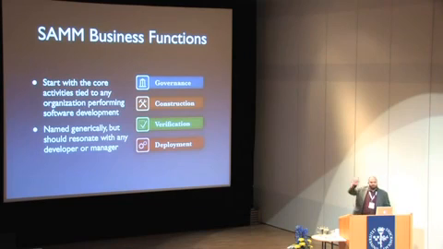The top-level structure of the SAM model is based around 4 business functions, which are governance, construction, verification, and deployment. And the idea is that we really started with things that were inherent to software development, right? These really have nothing to do with security specifically, they're just about software development. If you start with the core business functions, and by business function I mean any organization that's doing development has to provide these 4 things, right, or fulfill these 4 things, then you could take the security practices that you expect to see and map them up underneath these business functions that are inherent to software development.